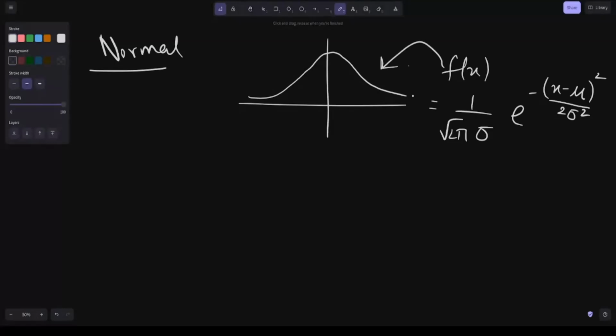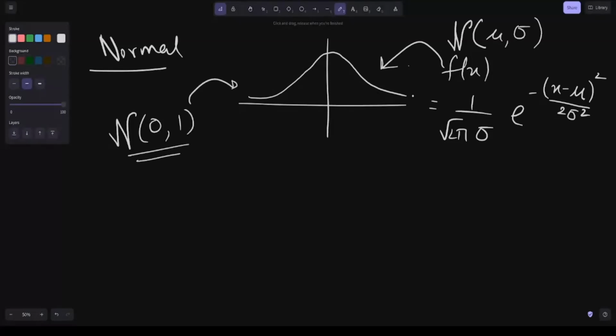You usually get a curve like this when it is perfect. We represent this as normal with mu and sigma. Usually we do some standardization and try to bring it to mean 0 and variance 1 like this. I'll go into detail of this later.